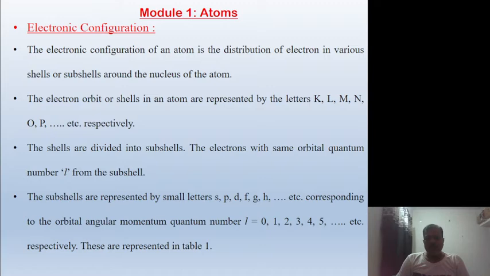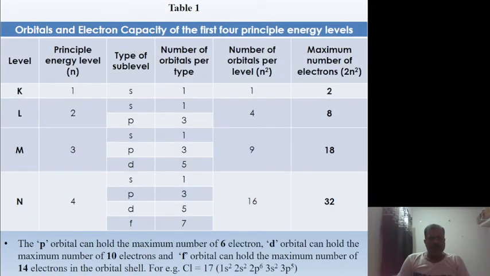l is equal to 0 is s, 1 is p, 2 is d, 3 is f, 4 is g, 5 is h, and so on respectively. These are represented in Table 1. This table gives the orbitals and electron capacity of the first four principal energy levels. These are the levels K, L, M and N. The principal quantum number is 1, 2, 3, 4: K for 1, L for 2, M for 3 and N for 4. This is the type of sublevel.